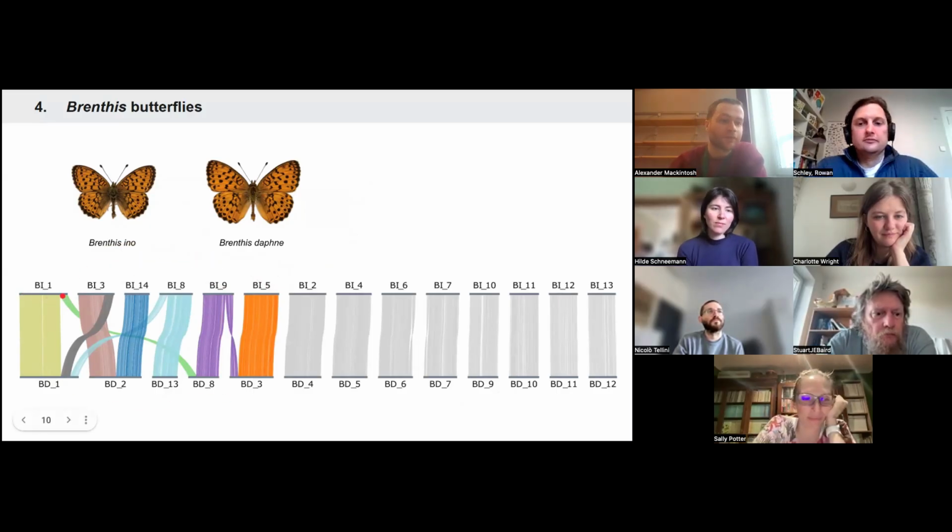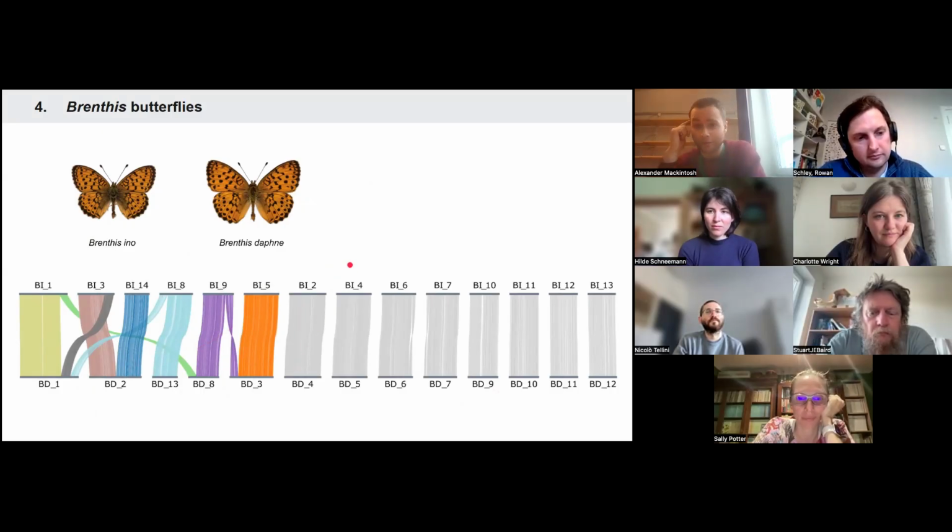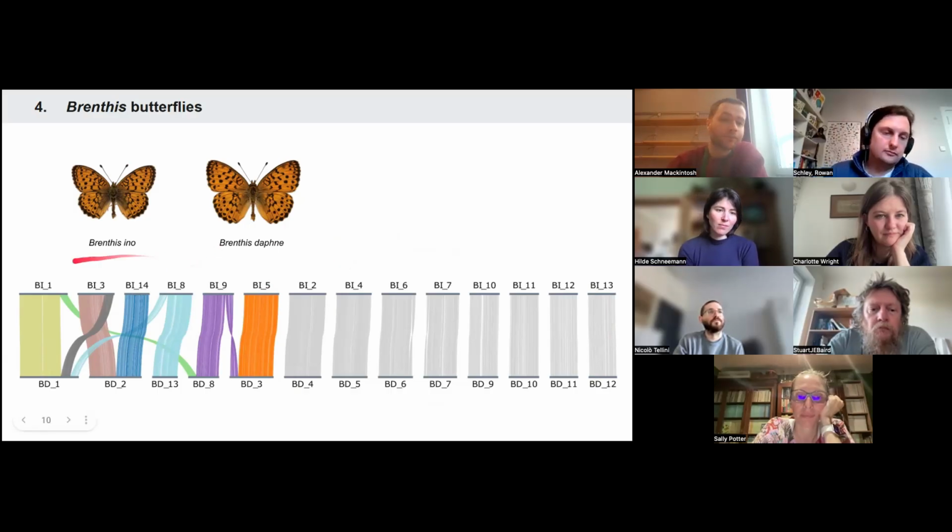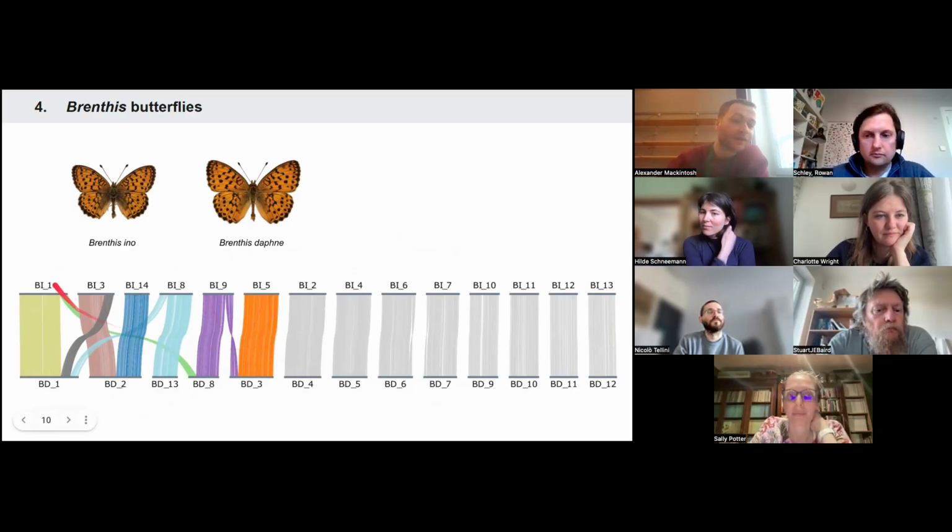On the top, these horizontal lines correspond to Brenthis ino chromosomes, and on the bottom, these are Brenthis daphne chromosomes. These curved lines between them are nucleotide alignments. These chromosomes here have no interchromosomal rearrangements. But here we have evidence for a history of fission and fusion rearrangements that means that we have non-one-to-one syntenic relationships. And I've colored these alignments by how, at least at the time, we thought the ancestral chromosomes looked.